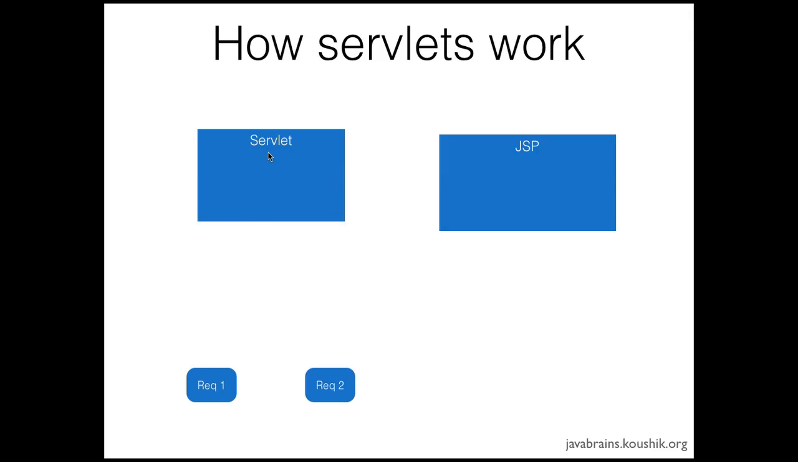Tomcat does not create two different instances of the servlet. It creates two different threads. So each thread over here is going to address the request that has come separately. Both these threads are of the same servlet. Thread 1 addresses request 1 and thread 2 addresses request 2. So this is how servlets work. They are threads, and then each thread addresses a particular request that comes in.